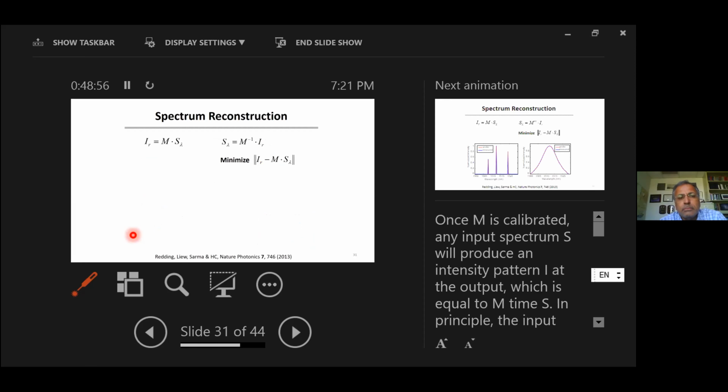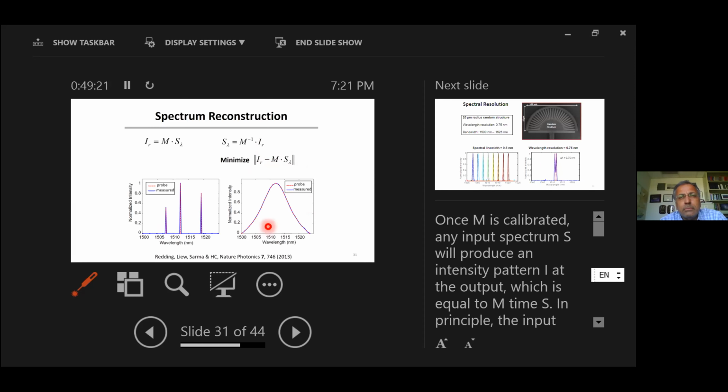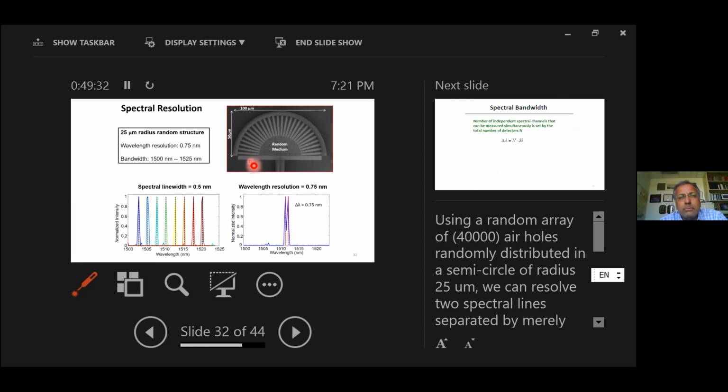So that's how we can do this. As long as we know M, we can do matrix inversion and find what the spectrum is from the measured intensity distribution. Of course, this matrix inversion is ill-defined if I have noise. So we can also do an optimization to minimize the difference between I and M times S. Here we show a few different spectra we can recover simultaneously, that is multiple lines or a continuous spectrum. As I said, because we're using multiple scattering to enhance the spectral resolution, and this enhancement is broadband, it will happen for any wavelength. Therefore, we can get an enhanced resolution over a fairly broad wavelength range.